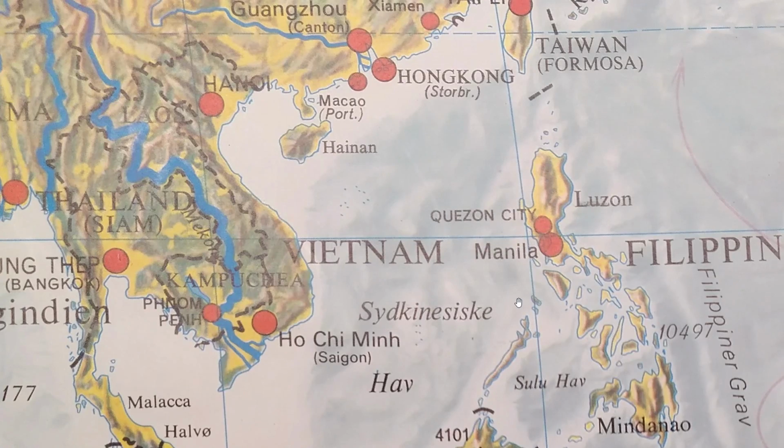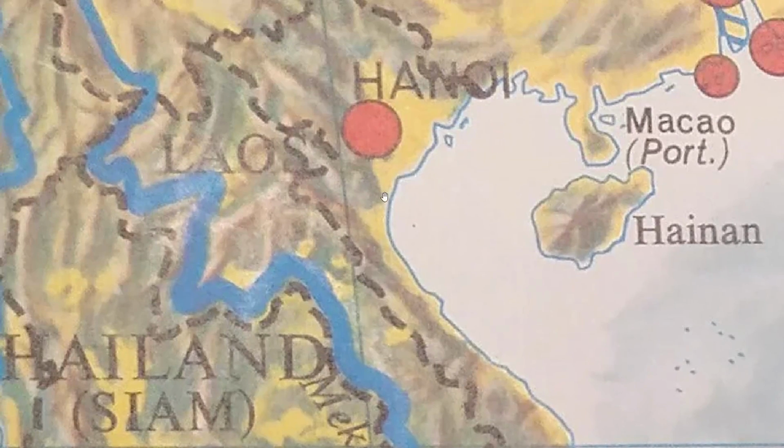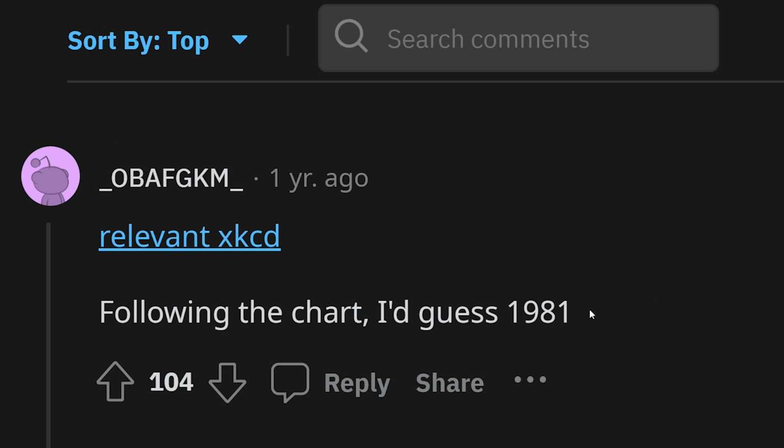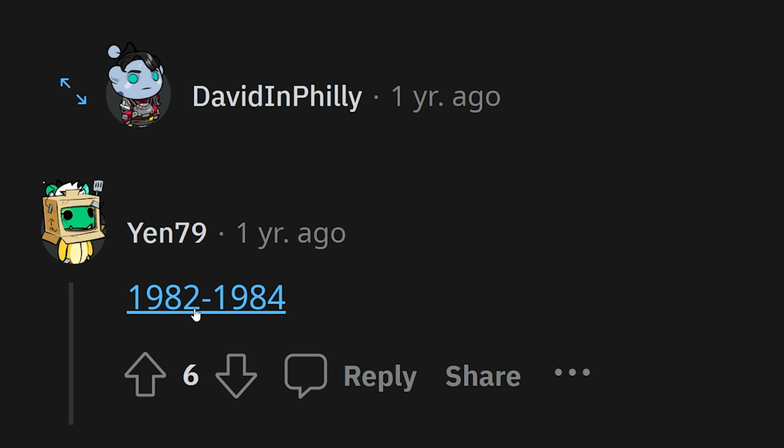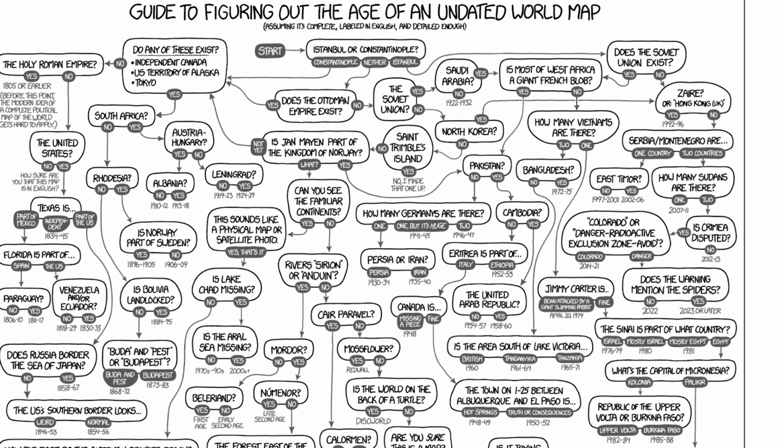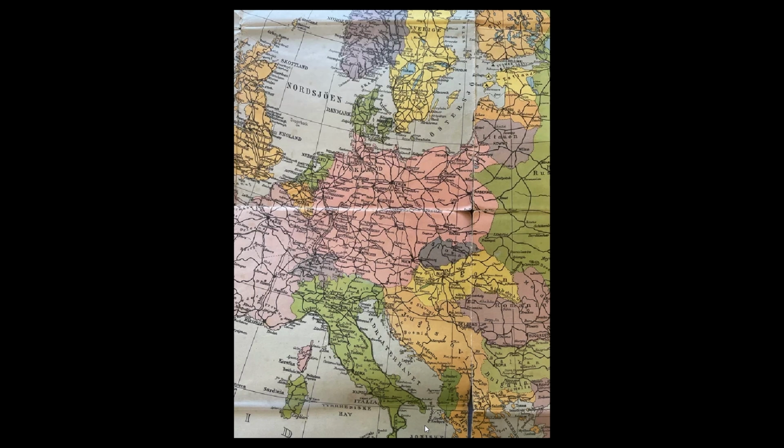This person also identified that Vietnam is united, so we're definitely talking about post 1975. There would be a North and South Vietnam if it was before that. The consensus is about 1980s for sure. The exact date this person came up with is 81, 82 to 84, and apparently that's tested by using this flow chart here.